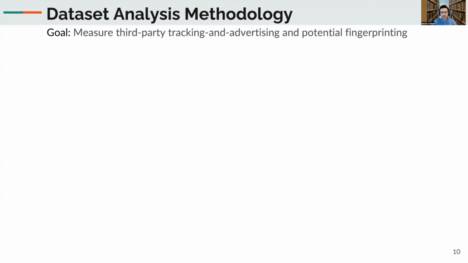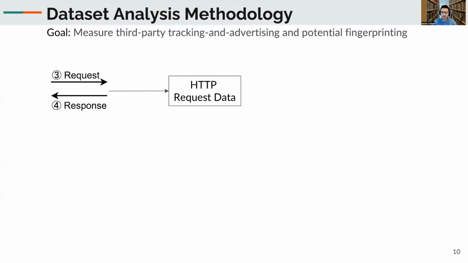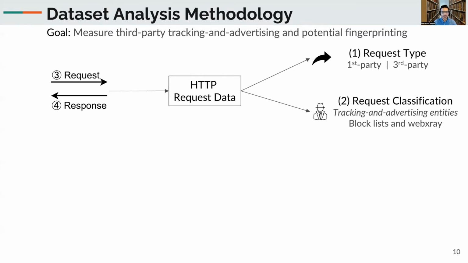Having gathered this dataset, our goal in our analysis was to measure third-party tracking and advertising, as well as potential fingerprinting behaviors of websites. To do this, we took the HTTP request data from the proxy and first categorized requests as either first or third party. We then classified requests as potentially tracking and advertising by checking to see if the request was matched by one of many block lists we included in our crawl, and then associated a third-party tracking and advertising entity with a request using a tool called WebXray, which, for example, would allow you to take a request to Google Analytics and associate it with the entity Google.